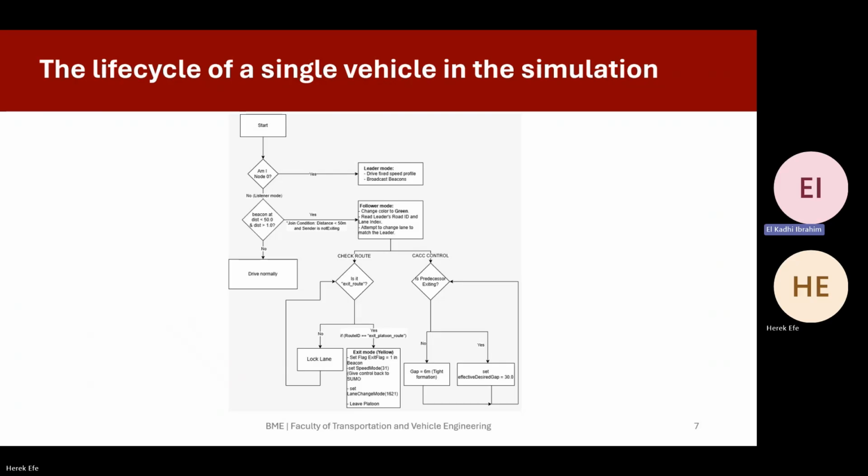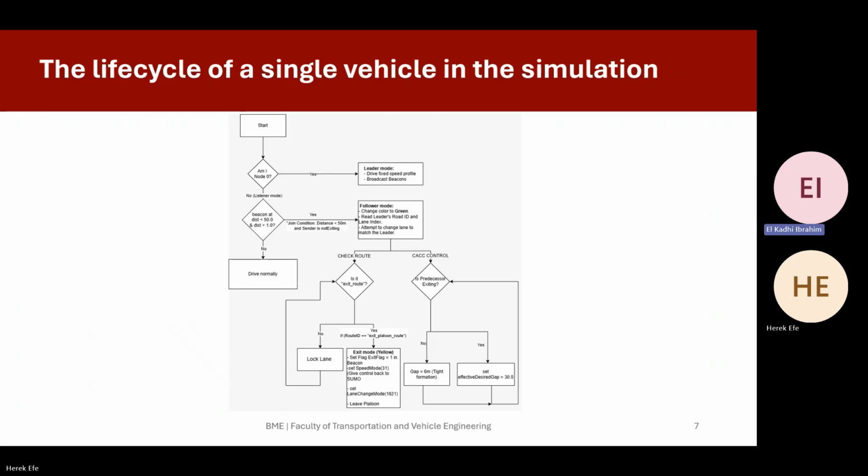If yes, then it takes the join condition of a distance less than 50 meters, and the sender must not be exiting. The follower mode consists of changing the color to green, reading the leader's road ID and lane index, and then attempting to change lanes to match the leader. If there is no beacon under a distance of 50 meters and over 1 meter, then the vehicle continues to drive normally and does not join any platoon.